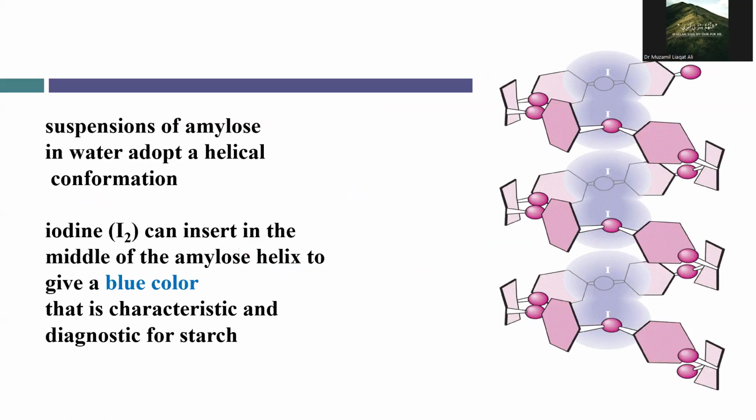Amylose adopts a helical conformation in water. Iodine molecules can insert into the center of this helix, producing the characteristic blue color that is a diagnostic for starch, while the amylopectin, being branched, gives a reddish purple color with iodine. This simple test remains useful in both laboratory and clinical settings for detecting starch molecules, and this test is known as the iodine test.